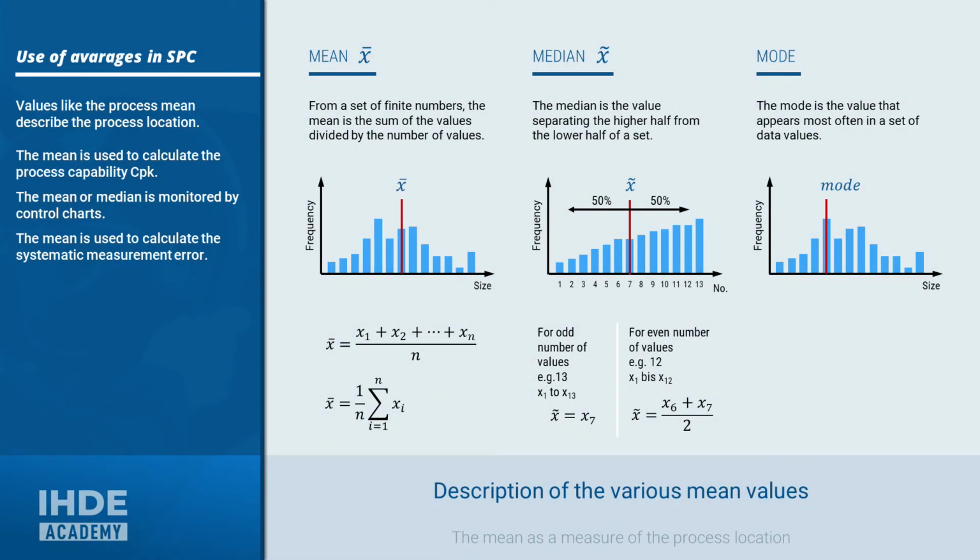At the end of this chapter, let's briefly summarize the three presented average values. From a set of finite numbers, the mean is the sum of the values divided by the number of values. The median is the value separating the higher half from the lower half of a set of values. And last but not least, the mode is the value that appears most often in a set of data values.